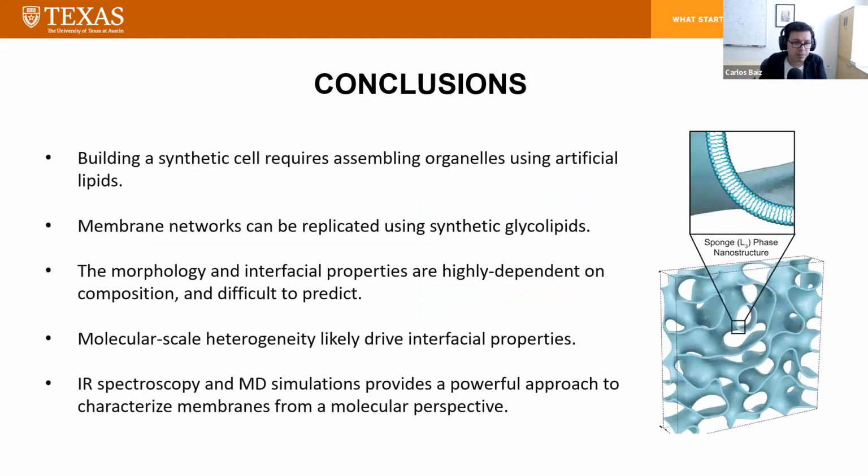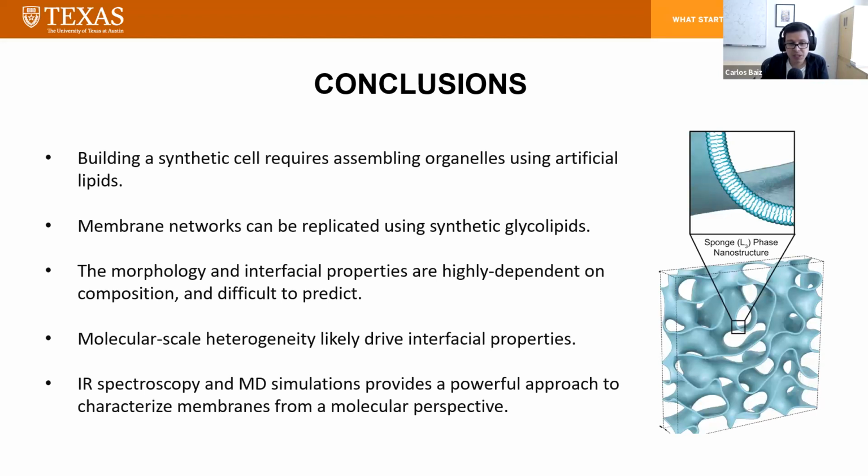Okay, so for the sake of time, I'm just going to end here with the conclusion slide. So here are the main conclusions from this talk. The main thing is that if we want to build synthetic cells, we need to have a way to compartmentalize the cell. So we need to be able to build synthetic organelles. And that is not an easy task, right? Because we need to be able to replicate these complex networks that you see in natural organelles.